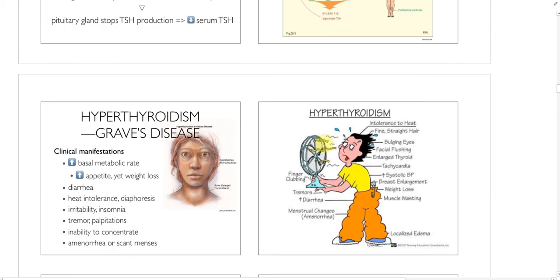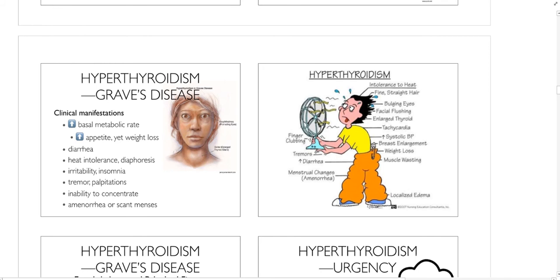Okay, that's not going to be easy to see. So overall, we have a higher basal metabolic rate, and they're going to have this massive appetite, but yet they're actually going to end up losing weight. They're also going to develop exophthalmos, which is a bulging of the eyes. Unlike in Hashimoto's, we're going to develop diarrhea, and in Hashimoto's, remember, it was constipation.